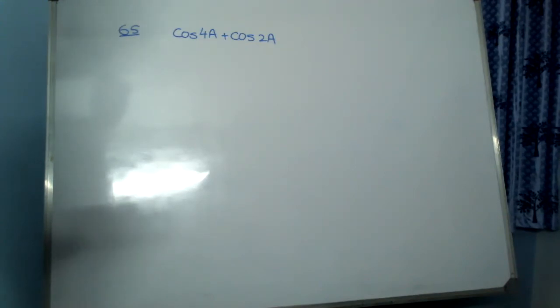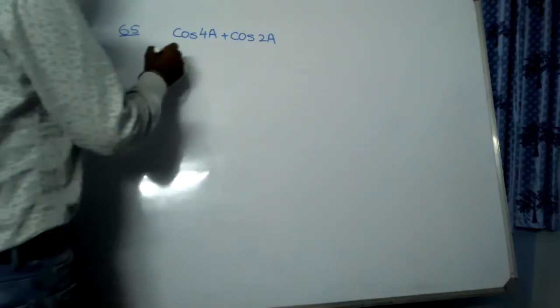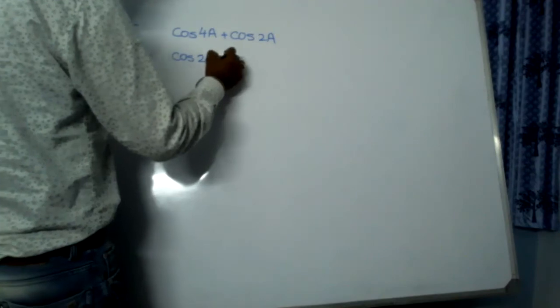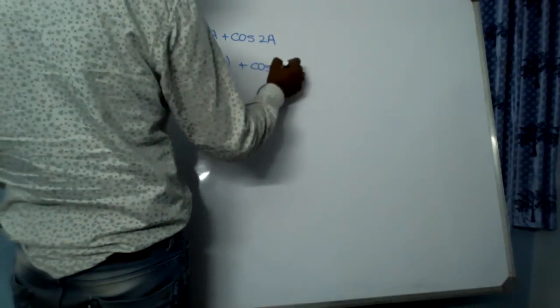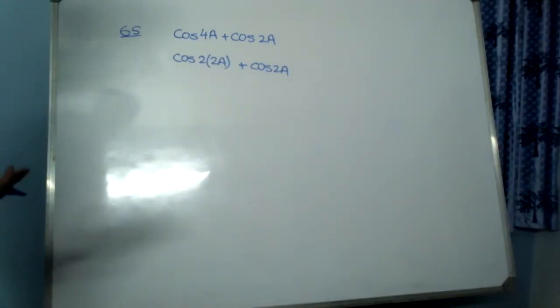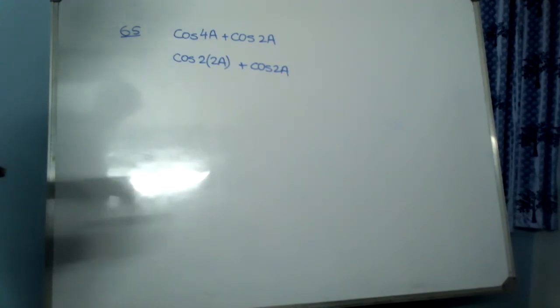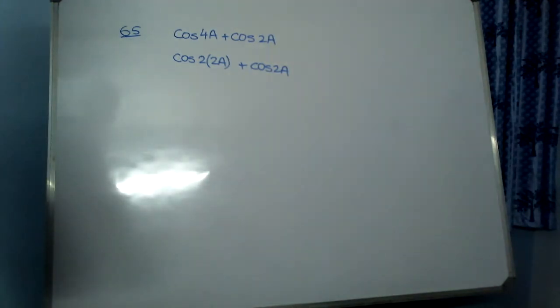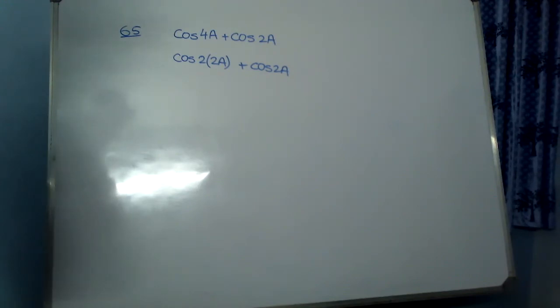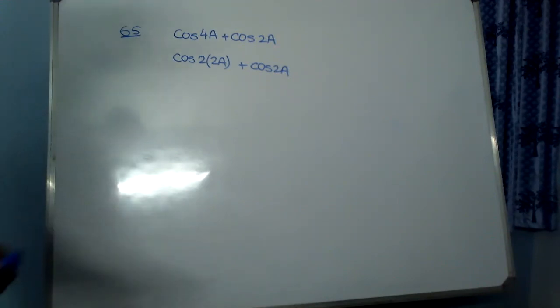What I can do here is first open up cos 4a. Can I write cos 4a as cos 2 into 2a, plus cos 2a? Now if you remember your cos 2 theta formula, it was cos square theta minus sin square theta. So that way I'll get cos square 2a minus sin square 2a, but that will not help me. Otherwise, 2 cos square a minus 1. So it will mainly go into a quadratic equation, and then accordingly you have to solve the quadratic equation there.